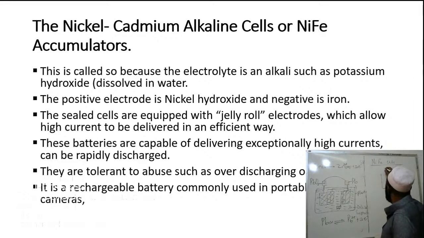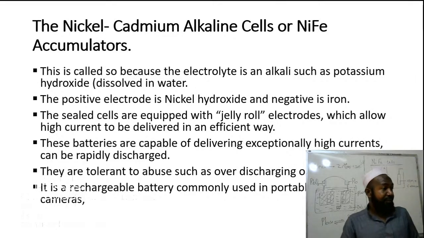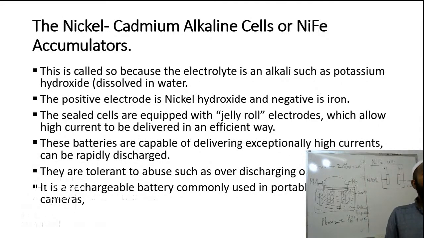This one is an electrode, and that is the positive electrode. We are saying the positive electrode is nickel hydroxide. And then the negative electrode is what we call iron. You can use iron or cadmium. Cadmium is another metal in the transition studies of biochemistry.